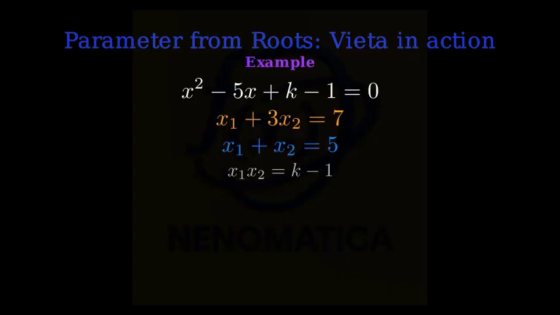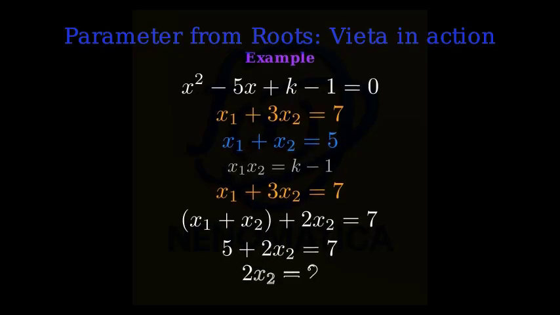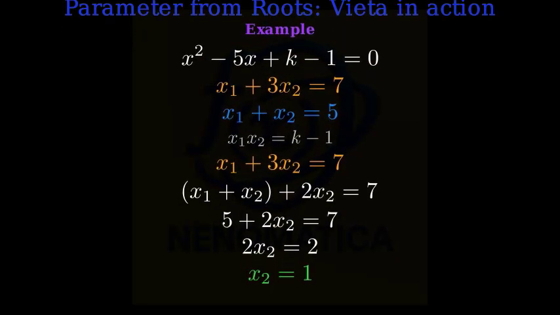Step 2. Combine the given relation with the sum. Start from x1 plus 3x2 equals 7. Group as left parenthesis x1 plus x2, right parenthesis plus 2x2 equals 7. Replace the sum by 5, giving 5 plus 2x2 equals 7. Solve for x2 to get x2 equals 1.